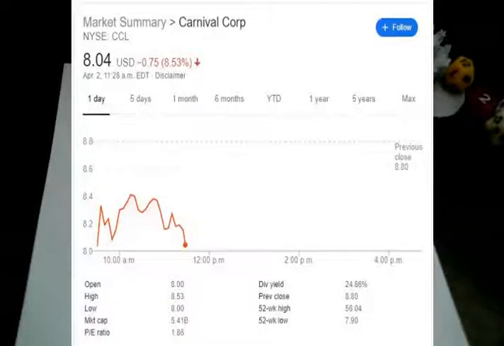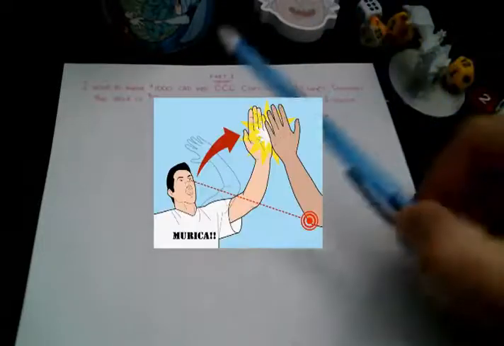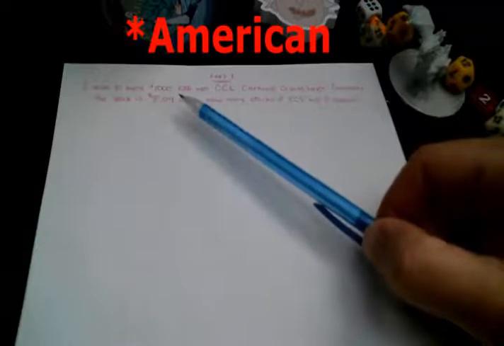It wants to drop $1,000 of Canadian money into Carnival Cruise Lines. Now, Carnival Cruise Line stock price is currently $8.04, as you can see. I just popped that data up for you. But that's $8.04 US. And since that's US dollars, if I'm going to figure out how many stocks I want, I'm going to have to convert my money into US dollars first.